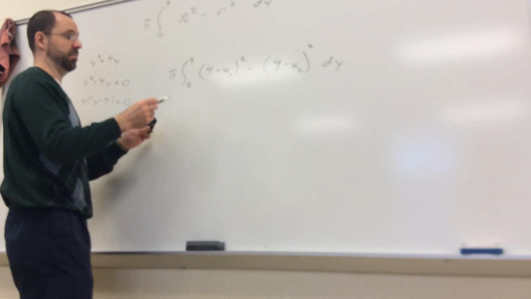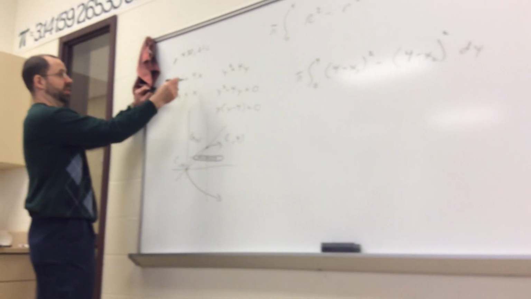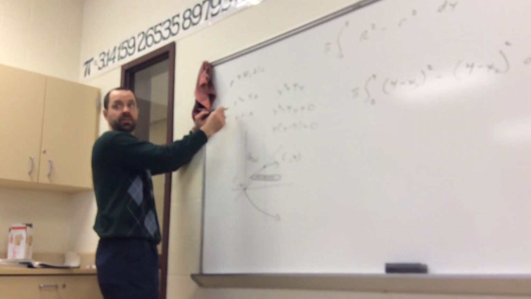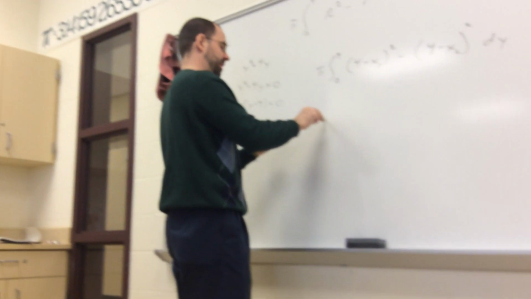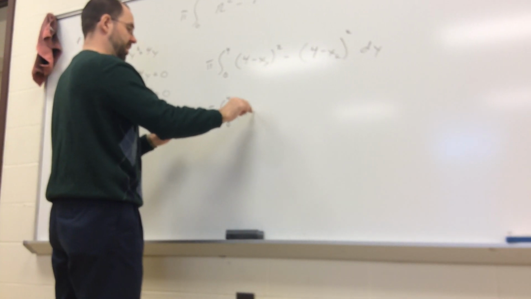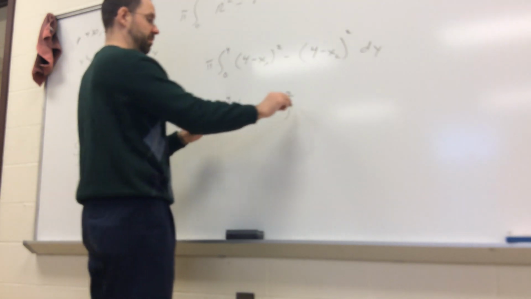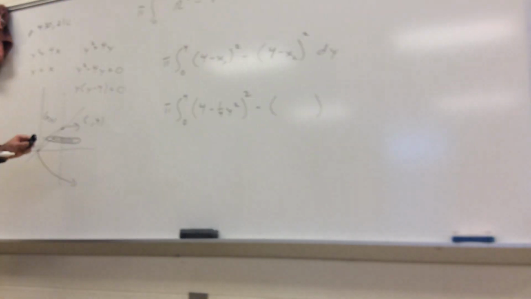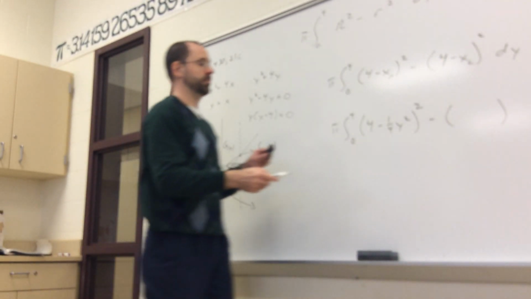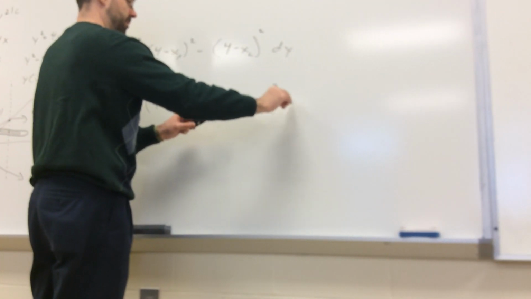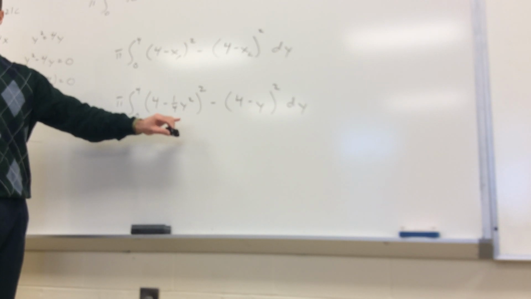Okay, so now, last step is to replace this x with what it equals on the parabola, which is 1/4 y squared. So this is pi times integral from 0 to 4 of 4 minus 1/4 y squared squared minus, and then we have to replace this x with what it equals on the line, which is much easier, just y. So there's the setup for part C.